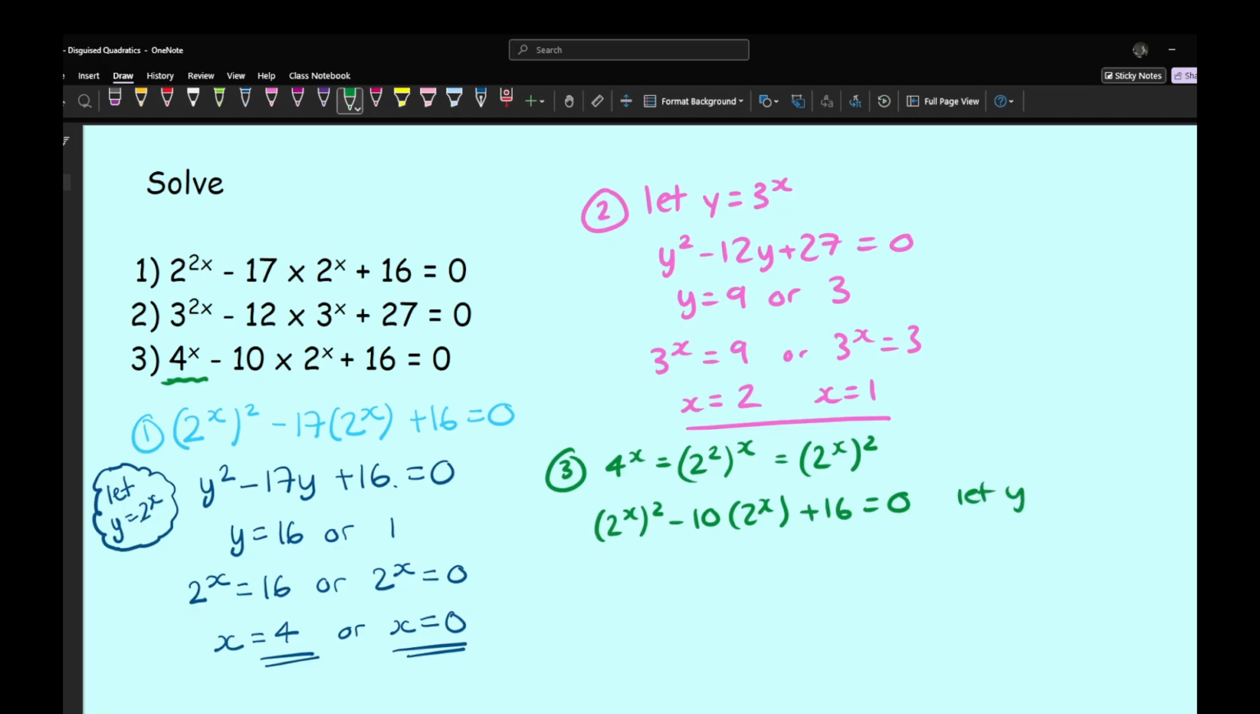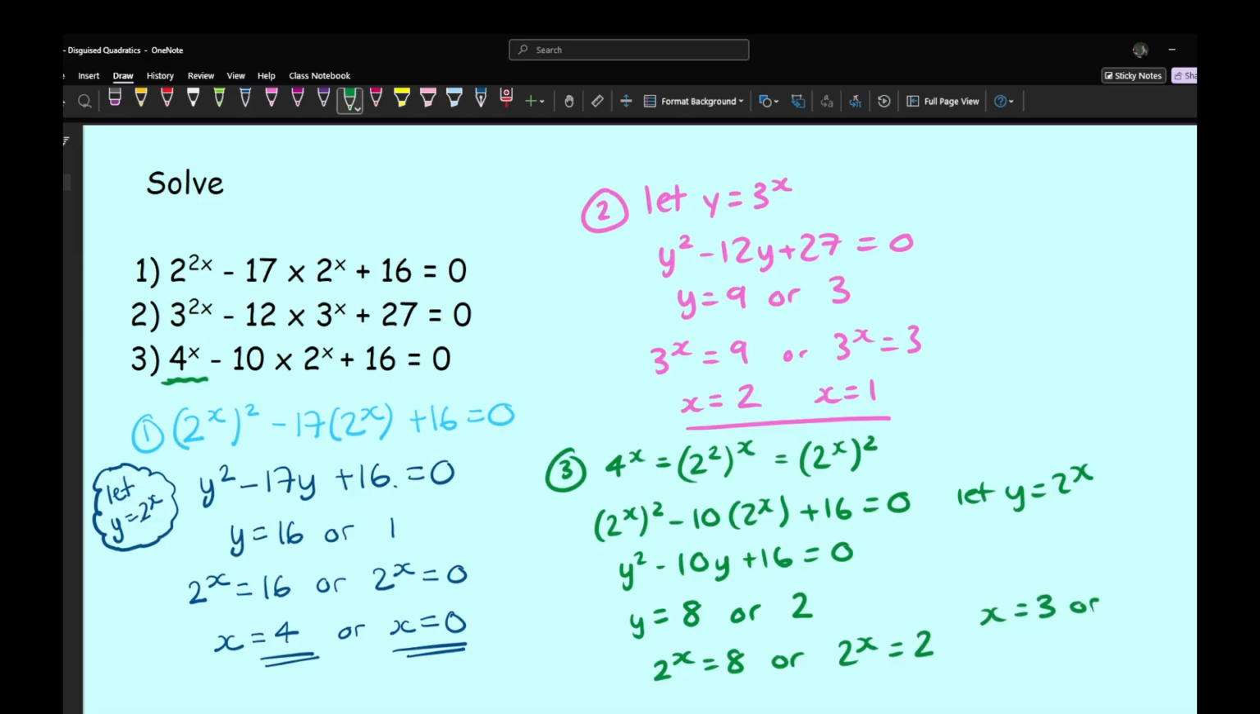And if I let y equal 2 to the x, then what I end up with is y squared minus 10y plus 16 equals 0, giving me y values of, let's just plug that into my calculator now, 8 or 2. So therefore, using the substitution, 2 to the x equals 8 or 2 to the x equals 2, in which I'm going to get an x value of 3 or 1. And there is my answer for question 3.